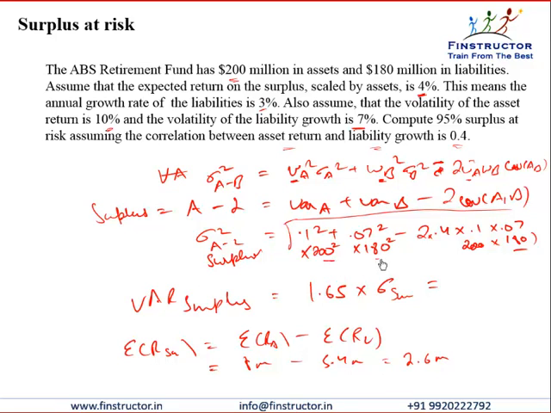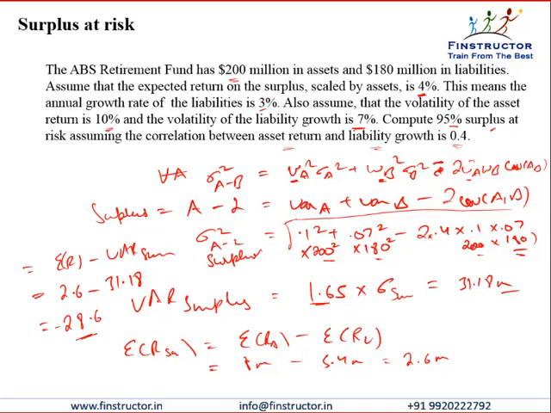The volatility of the surplus multiplied by 1.65 comes out to be 31.18 million, or the 95% surplus at risk can be calculated as the expected return minus the VaR of the surplus. That will be 2.6 minus 31.18, which will come out to be minus 28.6, or $28.6 million is the surplus at risk, or that is how much the value of the surplus can decline in the coming period.